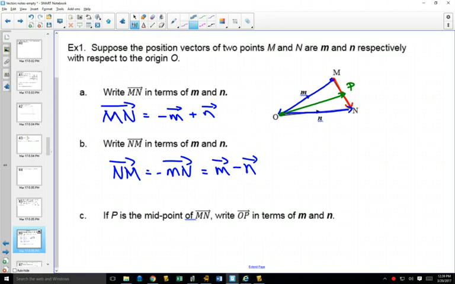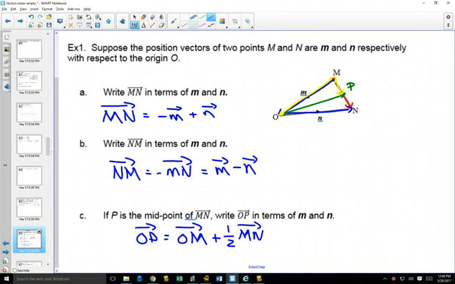take out a yellow. This should be nice and colorful. If I wanted to get from O to P, I'd start here. Can you see that I could go from O to M, and then I could head along the red direction and just go halfway from M to N? So how would I write that? Well, O to P is equal to O to M plus halfway from M to N.